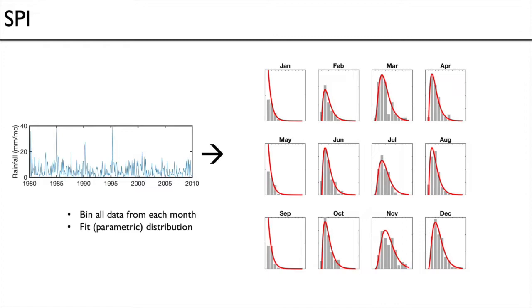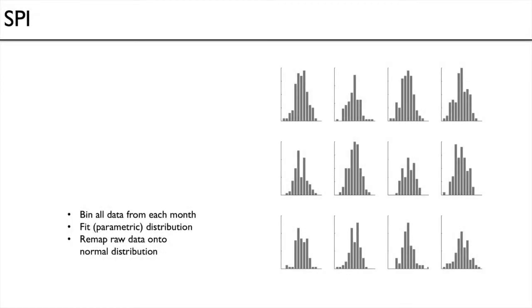So let's say we've got data from 1980 to 2010, 30 years of data. It's been pooled into all the Januaries, all the Februaries, all the Marches, and so on. We're going to fit a gamma distribution to that data for each month. And then we have to remap that gamma distribution back onto a normal distribution so that we can determine how far away any given month's precipitation value is from what's expected during that month. And so now we end up with a normal distribution, and the anomalies in that normal distribution are going to be just like a standard Z index, right? So unit standard deviation and zero mean.